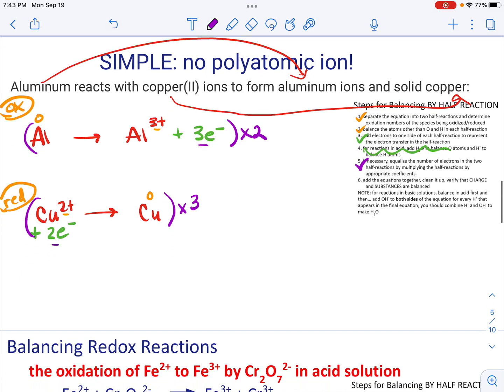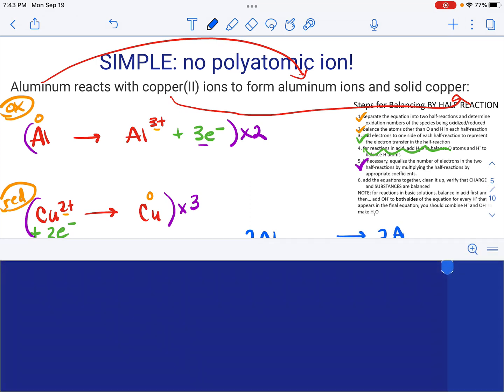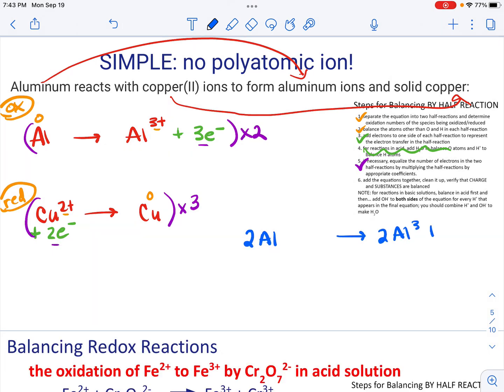I'm going to actually rewrite it to make it a little bit neater before I add them together. I'm going to line up my arrow so that you can see what's left. So in the rewrite step, we're going to rewrite 2 times this whole equation. So this will be 2 aluminum yields 2 aluminum 3 plus and 6 electrons. And then my copper half reaction, I have to multiply by 3. So that will be 3 Cu2 plus, and 3 times 2 is 6 electrons, yields 3 copper solid.